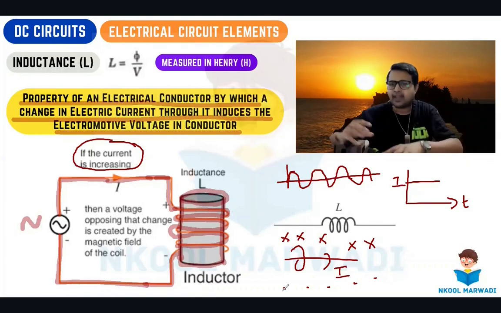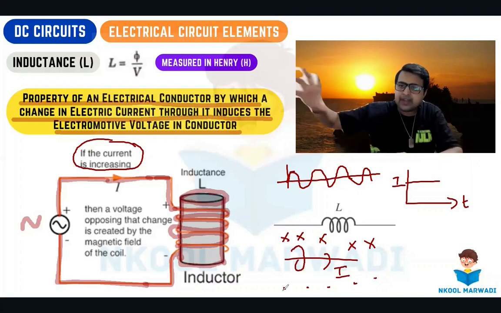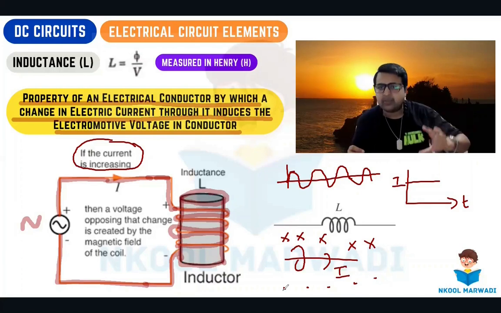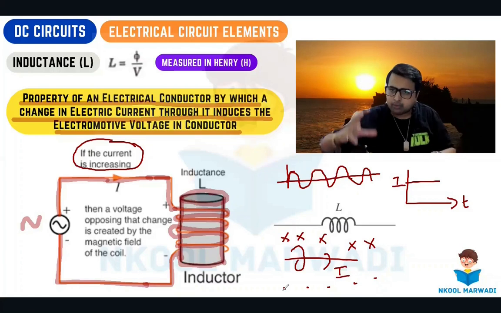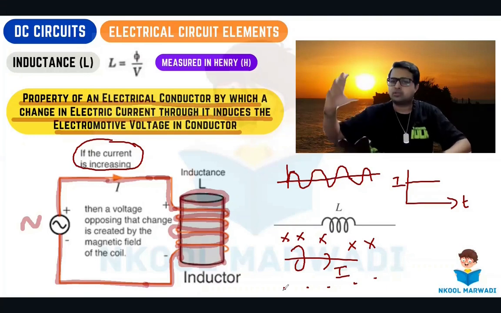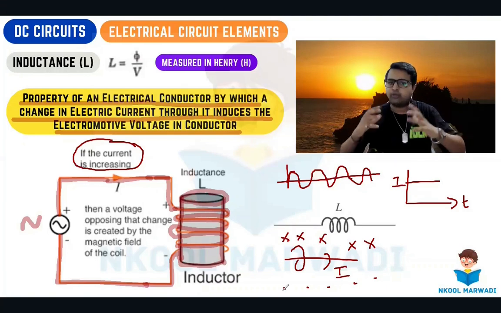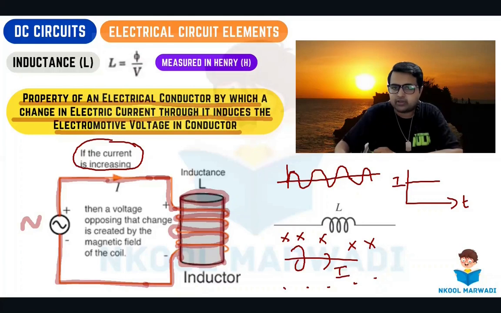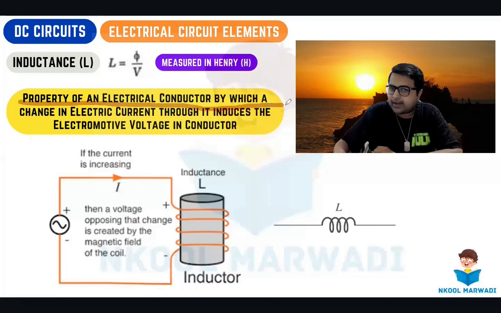So now it's very clear that if I have a material with a very high inductance, it will strongly oppose the flow of AC current, because whenever the current tries to increase or decrease, it will oppose that increase or decrease. So now we got a feel of it. Inductance is an inherent property of an electric conductor by which a change in electric current through it induces an electromotive voltage in the conductor.